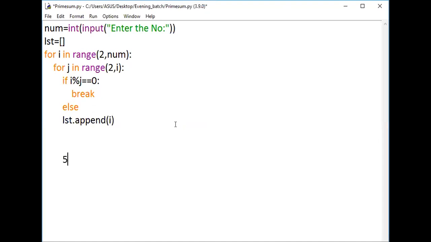If you take a number like 5, the number which has 2 factors, 1 and itself, is called a prime number. Like the number 7, which has only 2 factors, 1 and 7. The number which has more than 2 factors, if you take 6, the factors will be 1, 2, 3 and 6. So the number which has more than 2 factors is not a prime number. This is a simple logic.